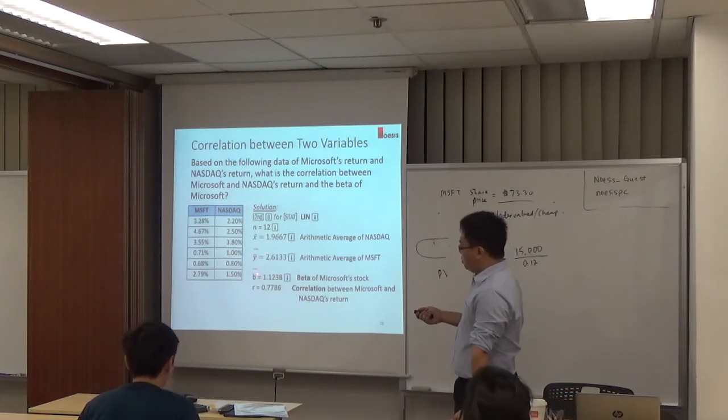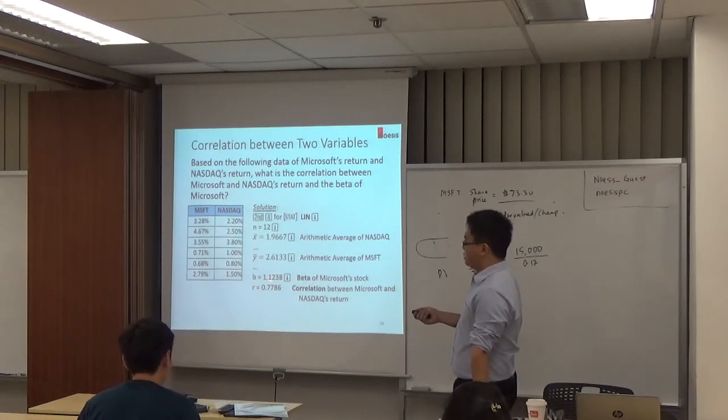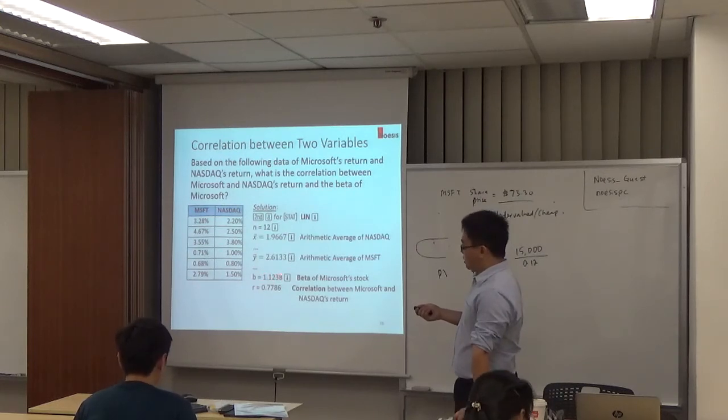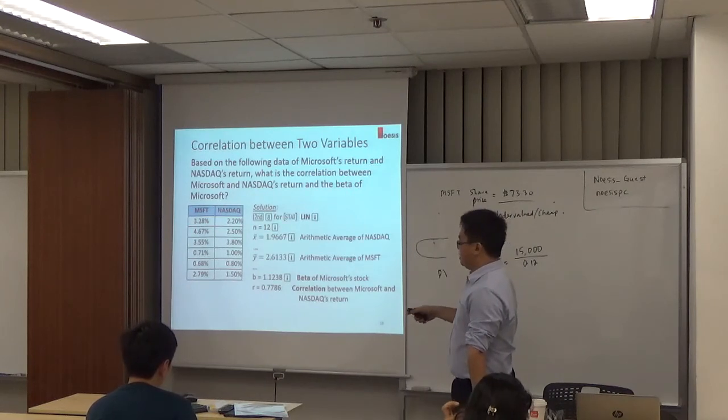Okay, let's scroll all the way down until you see B. B here will represent the beta of Microsoft stock. Okay, I'll explain this in a while. It's 1.1238. Okay, and then if you scroll down again, you will see R. This is 0.7786. This R will be the correlation coefficient between Microsoft and Nasdaq. Okay, and this is beta.